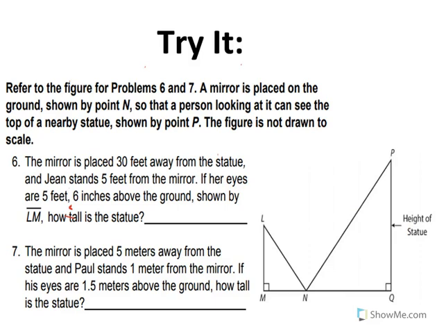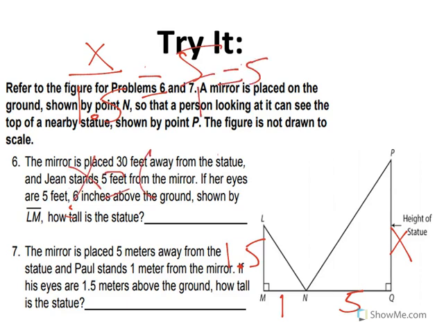Right? Okay, and then for number 7, so let's erase this part. Okay, so for number 7, a mirror is 5 feet away from the statue. So this is 5. And Paul stands 1 meter from the mirror. So this is 1. If his eye is 1.5 meters above the ground, so this is 1.5. How tall is the statue? So call that X. So we can say X over 1.5 equal to 5 over 1, which reduces to 5, so then X equal to 1.5 times 5. Okay, so then 7.5, and this is in terms of meters.